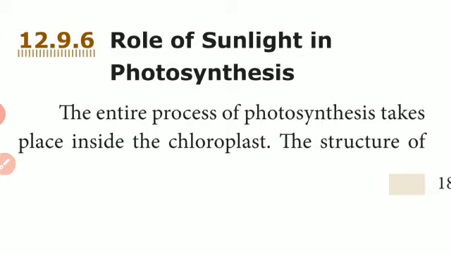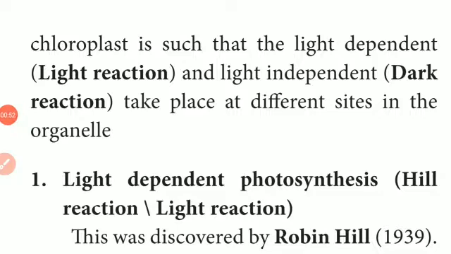The entire process of photosynthesis takes place inside the chloroplast. One more question may be asked: the entire process of photosynthesis happens inside the chloroplast. The structure of the chloroplast is such that the light dependent and the light independent reactions take place at different sites in the organelle, that is, the chloroplast. So there are two types of reactions happening there. One we call light reactions, another one is dark reactions.